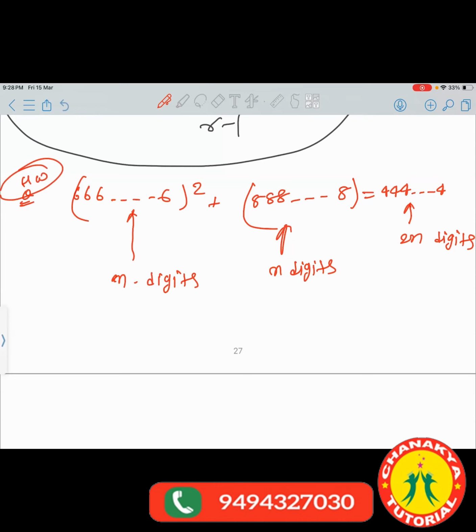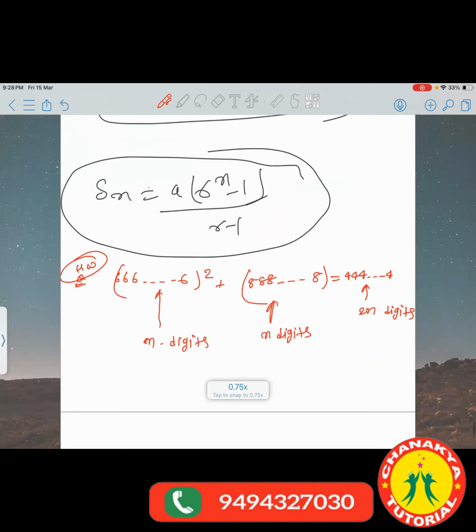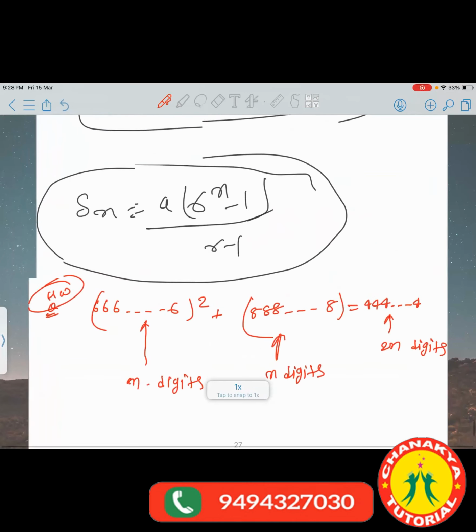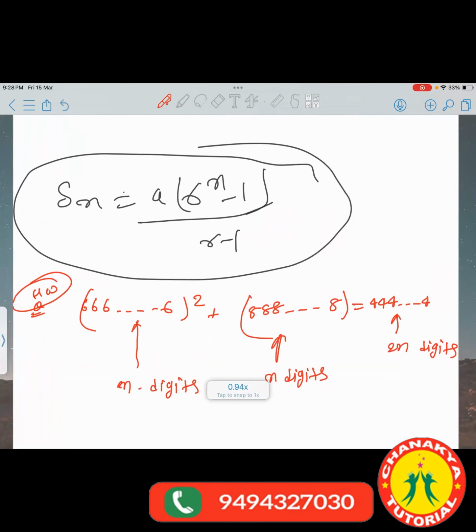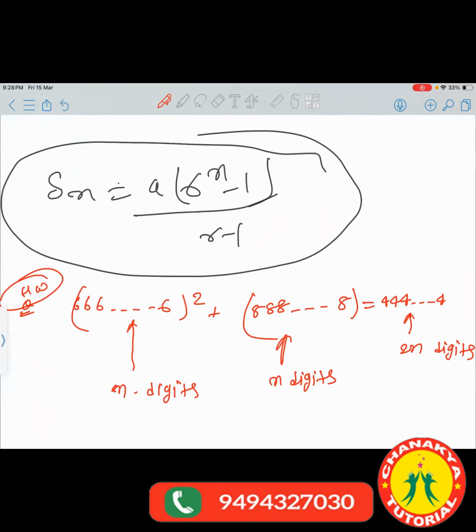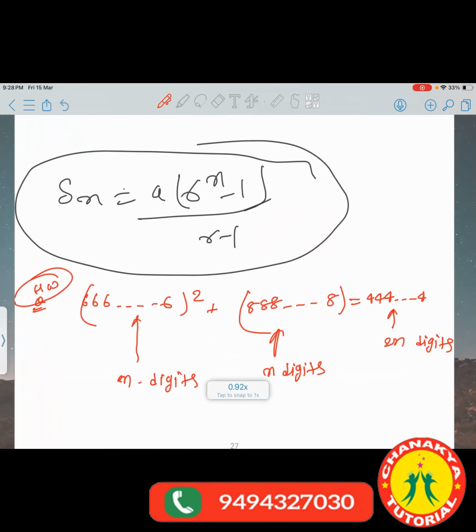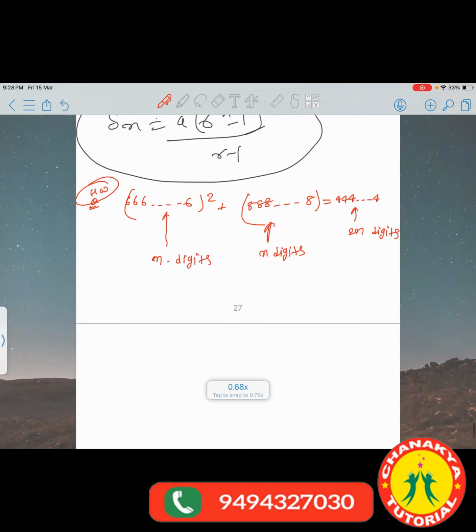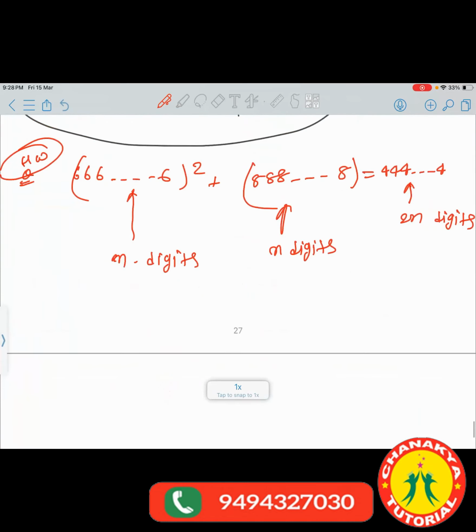Now, the properties of GP I will discuss in the next class: arithmetic mean, geometric mean and harmonic mean. Then I will discuss sequence series sum in the upcoming class. Till now, any doubt?